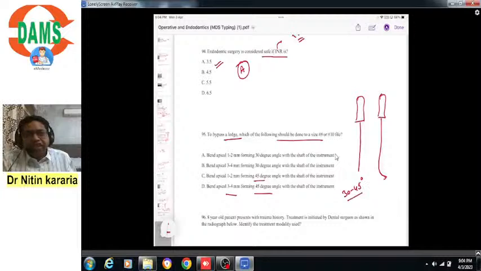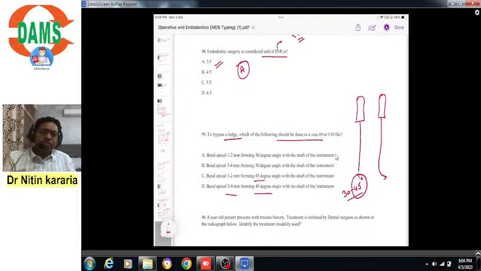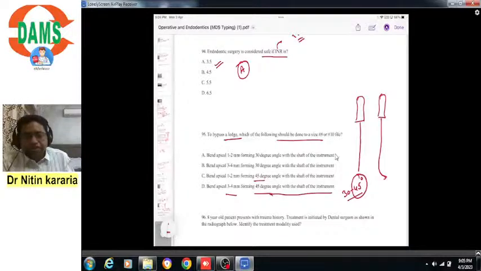A 45-degree angle is more acute and it is considered more effective in bypassing the ledge. A more acute angle helps in negotiating the canals better. So apical 3 to 4 mm with a 45-degree angle to the shaft of the instrument is the best option here. So the answer to this question would be option D.